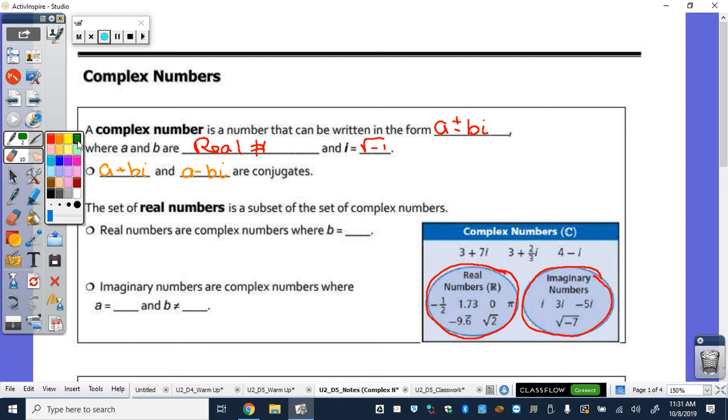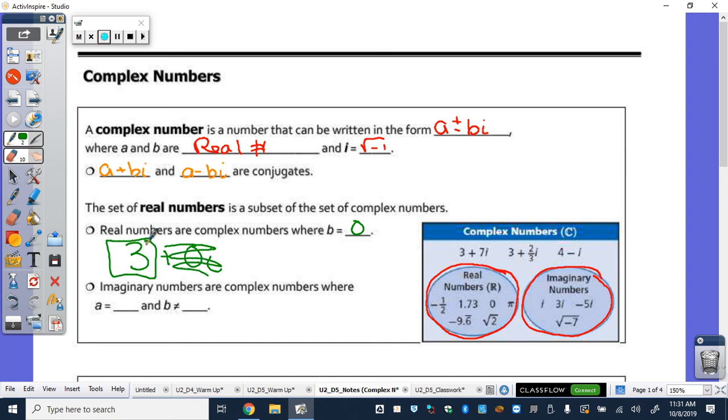So real numbers are simply a subset of complex numbers. Every number really is a complex number. So a real number is when your b value is a 0. So for example, if I have 3 plus 0i, do I really even have any i's there? No. So really all I have is the real number 3. So that's how it turns into a real number instead of being a complex one anymore.